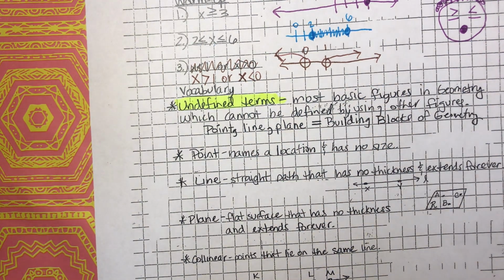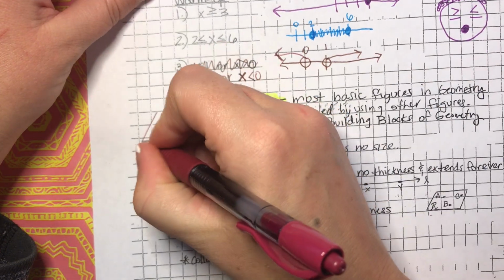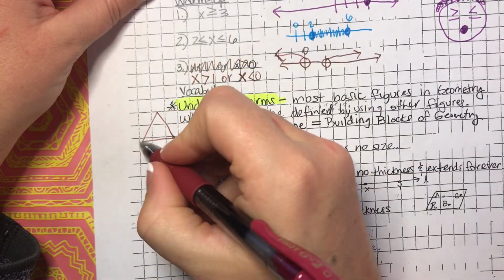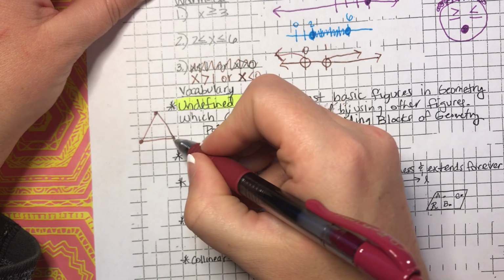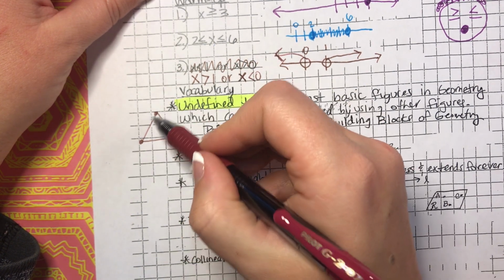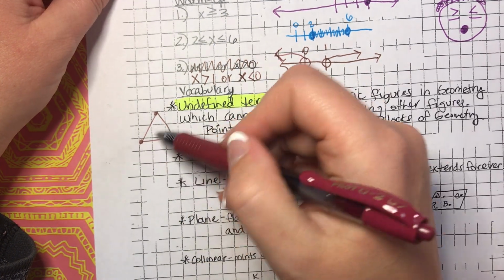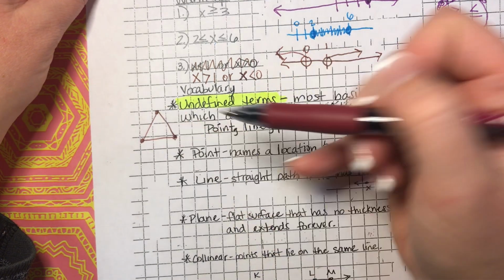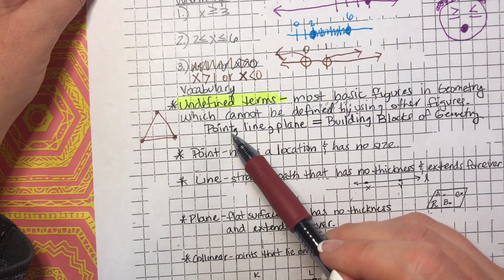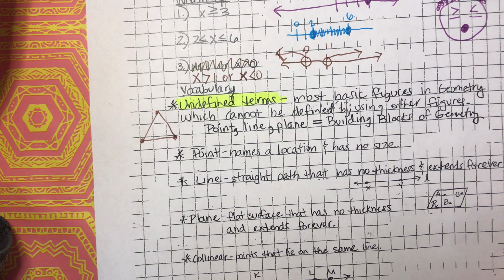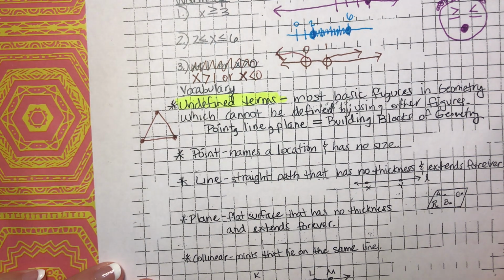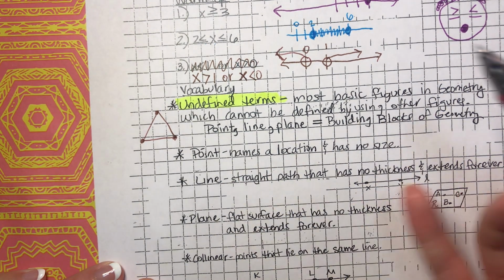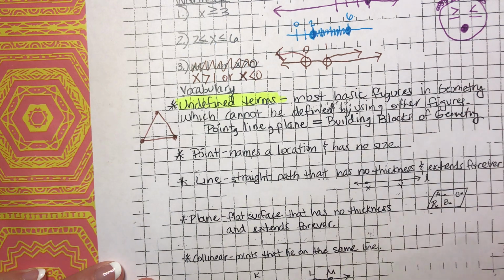So let's say we talk about a triangle, right? A triangle is really, you know, you've got 3 points and you have these different line segments connecting them, and then there's a plane. So a triangle actually can be made up of points, lines, and planes. You can describe it that way. But a point, you can't describe anything. A point is just a point. A line is just a line. A plane is just a plane.